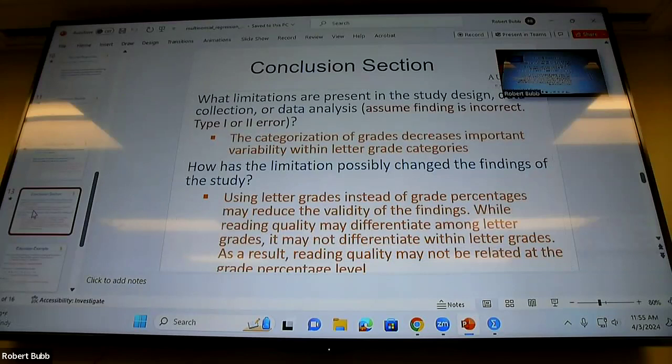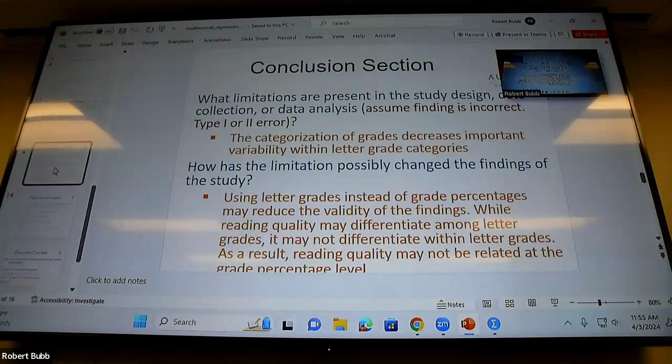Yes, Susan. I'm finding it a little bit difficult to understand that reading quality may differentiate among letter grades, but not within. Right, exactly. So can reading quality differentiate between students who get like a 72 and a 76, or a 72 and a 75? They're all seen as C's, right? But will reading quality differentiate within that particular category of C's? Maybe between like a 70 and like a 79. What about between two percentages closer together? Maybe not, right? Maybe it does. I don't know, but it might be.